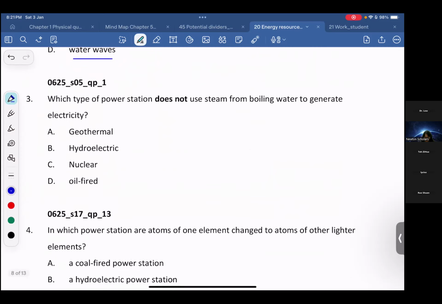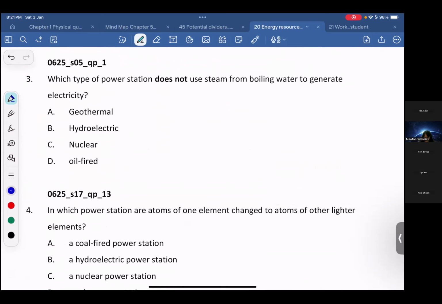Okay, here number 3. Which type of power station does not use steam from boiling water to generate electricity? Angeline, correct. Crystal, Shuan, Zihua, no. Zihua, are you kidding me? Okay, how about others? Crystal, Shuan, Zihua, no. Zihua, you have to restudy again.